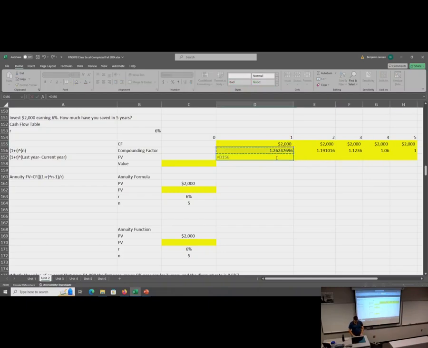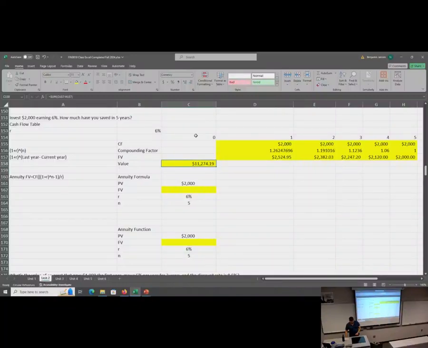So now we'll multiply our cash flow times our compounding factor, sum all that up. And so we've saved up $10,000, but because of the 6% interest that we're earning, the total value at the end of this time period is going to be $11,200.